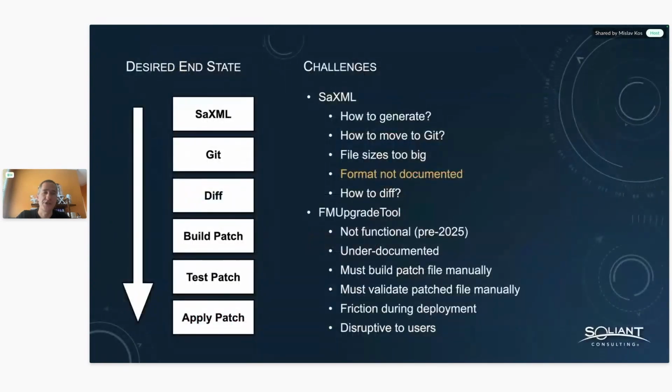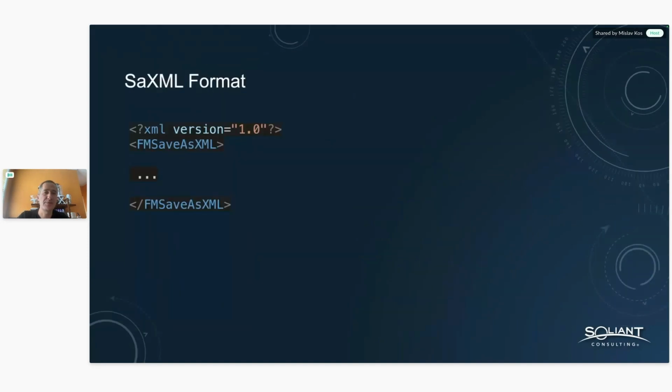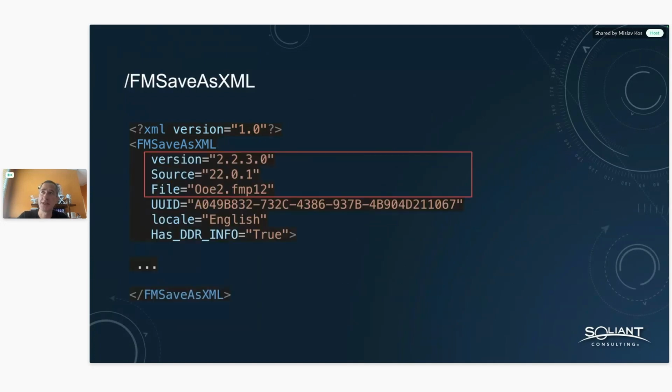On to the next challenge, and that is that the XML format is not really well documented. So let's take some time here to look at what the structure of that XML looks like. At the very top level, we have just one tag. It's called FMSaveAsXML, and it has some attributes that tell us the version of the XML format, the version of the FileMaker product that generated the XML, that's what the source is, and then the name of the file that the XML came from.